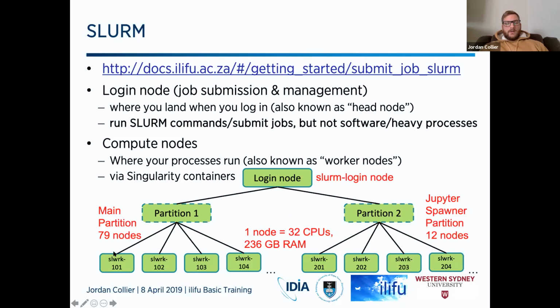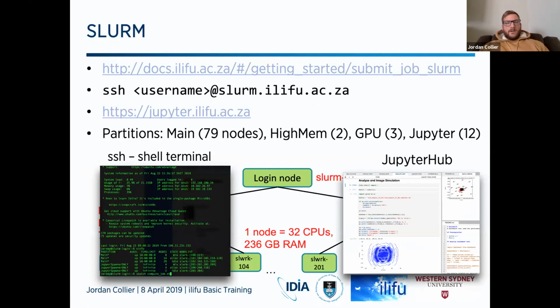And only on the compute nodes is Singularity available in order to run your software within the containers. It's not available on the login node, since you're not supposed to run your processing there, since this is just for submitting jobs, and all users are on the login node when they're submitting jobs via SLURM. And so you would SSH in, as Jeremy showed before, or you can connect to Jupyter at that URL.